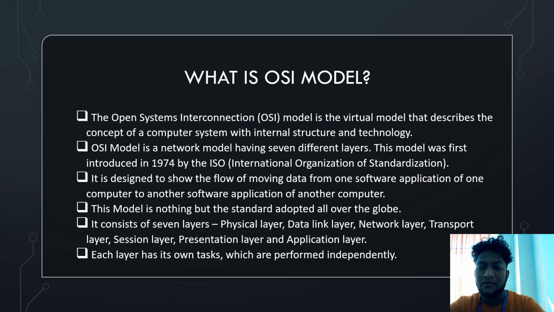This model was introduced in 1974 by ISO. ISO means International Organization for Standardization. It is designed to show the flow of moving data from one software application of a computer to another software application on another computer. This model is nothing but the standard adopted all over the globe. It consists of seven layers: physical layer, data link layer, network layer, transport layer, session layer, presentation layer, and application layer. Each layer has its own tasks which are performed independently.